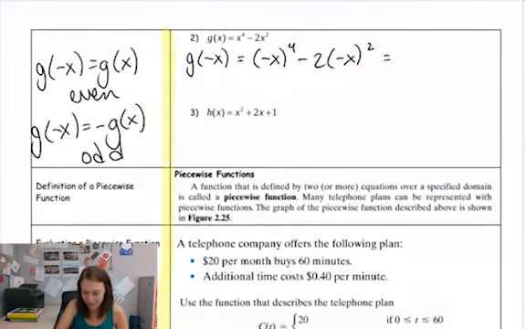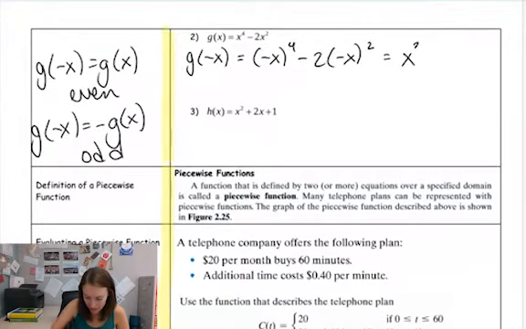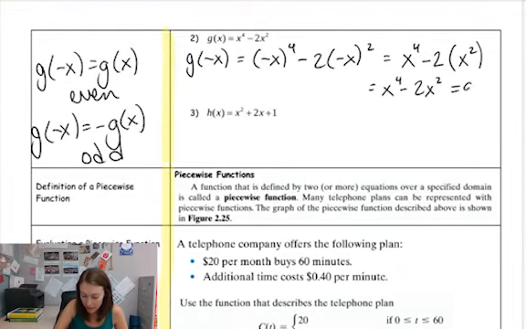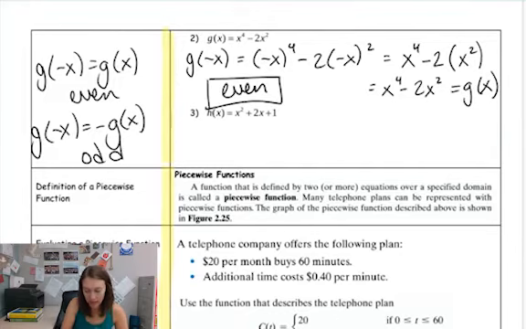Negative x to the 4th turns positive, x to the 4th. And then minus 2, and then negative x squared is a positive x squared. So I'm going to rewrite that as x to the 4th minus 2x squared, which is the same as our original function, which means this function is even. And I actually don't want to do any more work because if it's even, it's not odd, and I'm done.